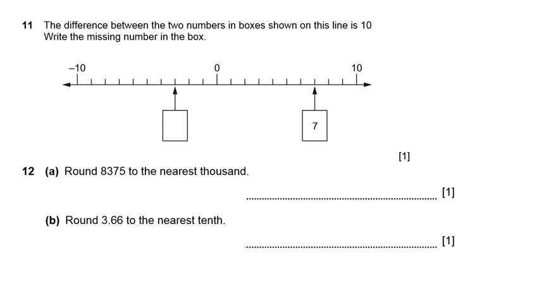Question number 11. Write the difference between the 2 numbers in boxes. On this number line, the difference is 10. So the first number is 7, the second number is here on the number line. We have 0 here. So here we have positive numbers, and going down this way we have negative numbers.